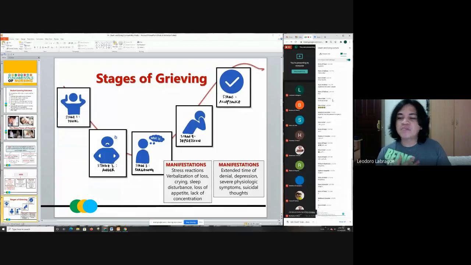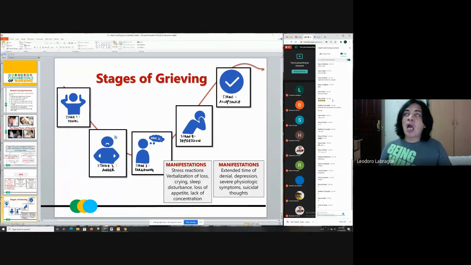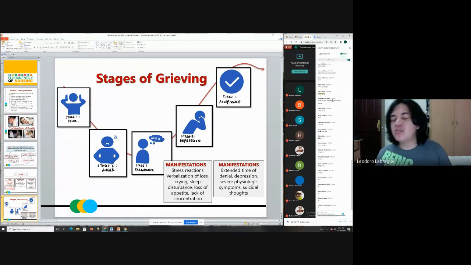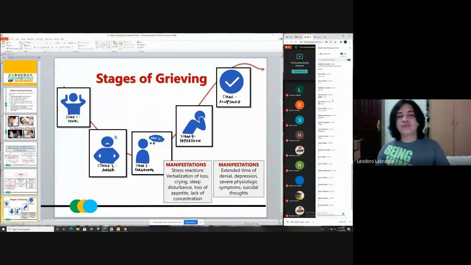What if in the scenario it says, the patient prepares his last will and testament to be given to his children? At what stage of the grieving process? It's acceptance.